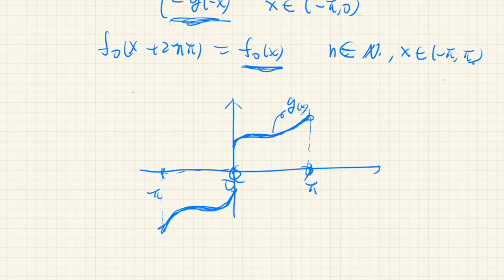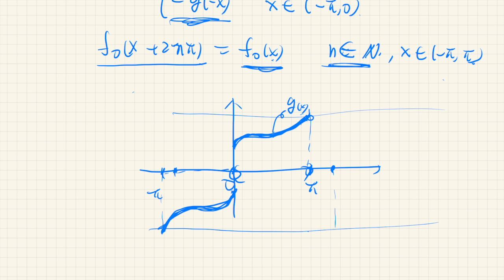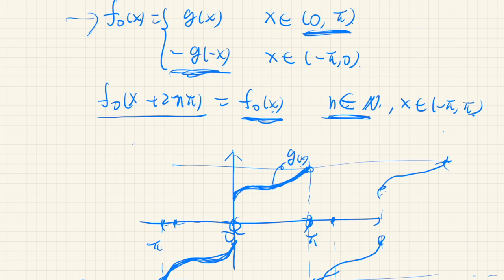Then for any natural number n, we define this one. So the value here is defined by the value at this point minus 2 pi. So it will be something like this. We just repeat this and this, and repeat to this side and this side. In this way, we can construct an odd periodic function.